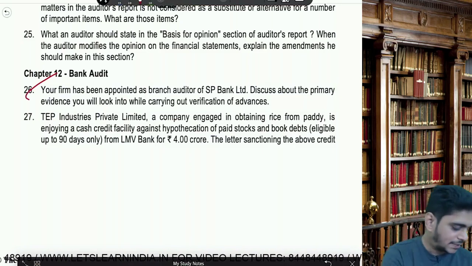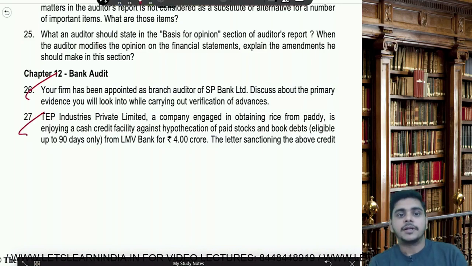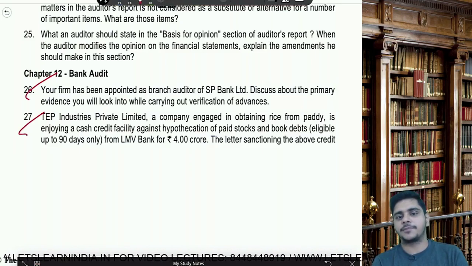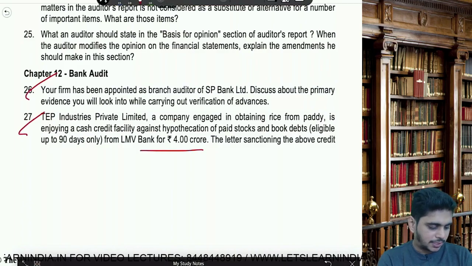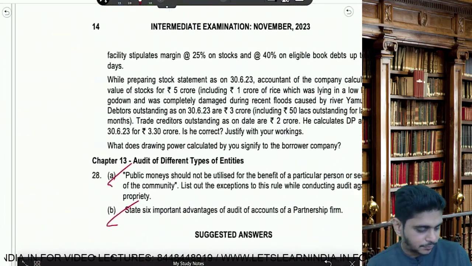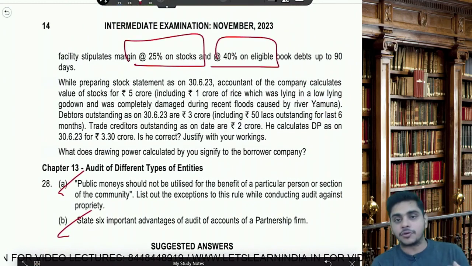27 is a past exam question. It is important, they can ask you again. TAP Industries Private Limited, a company engaged in obtaining rice from paddy, is enjoying a cash credit facility against hypothecation of paid stock and book debts. Eligible up to 90 days only from the bank for 4 crores. So they are enjoying these facilities. The letter sanctioning the above credit stipulates 25% margin on the stocks and 40% on the book debts up to 90 days.